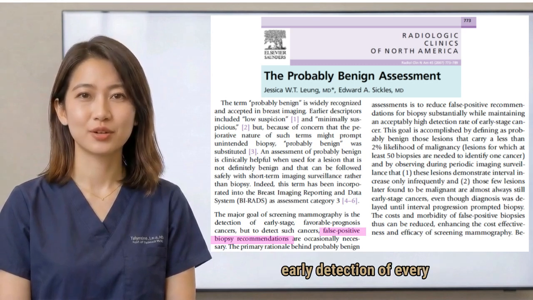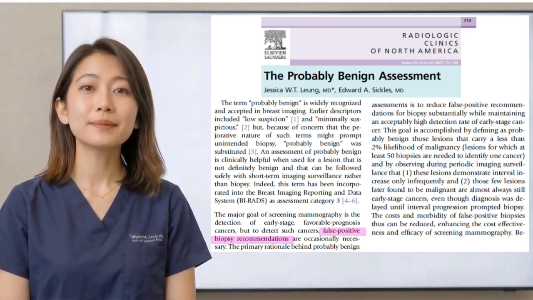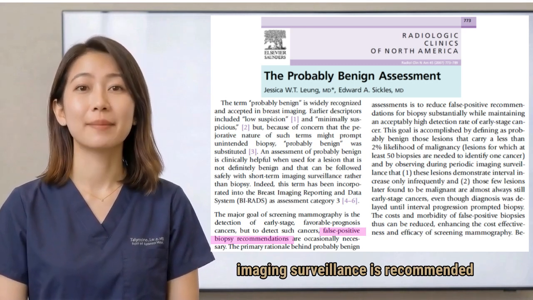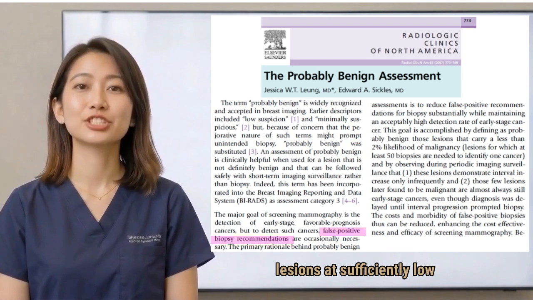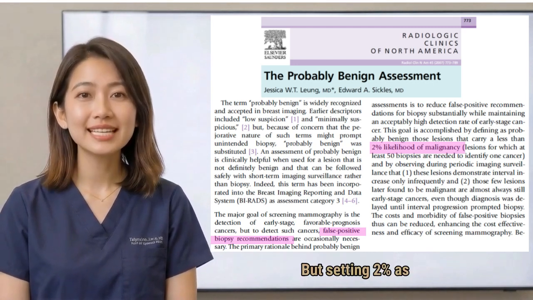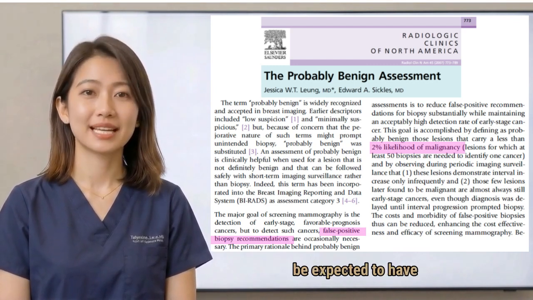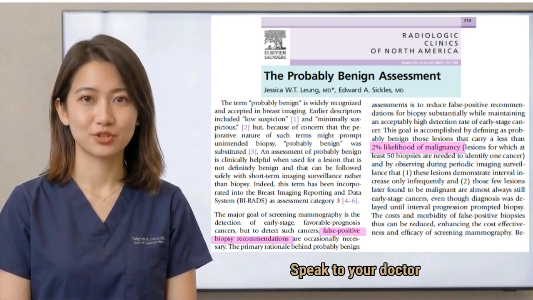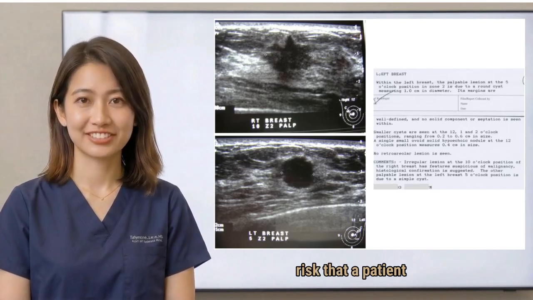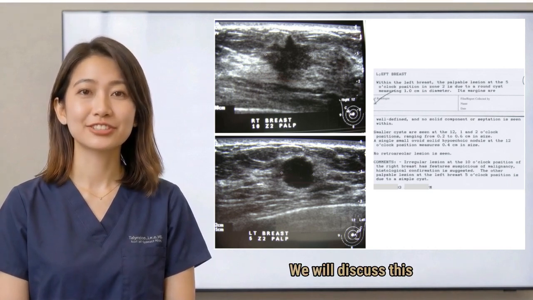Unfortunately, the objective of early detection of every cancer is in conflict with reducing the number of biopsies. So, a probably benign assessment was introduced where imaging surveillance is recommended rather than biopsy for lesions at sufficiently low risk of being cancer. This threshold is set at 2%. But setting 2% as the risk threshold for biopsy means that potentially 2% of women can be expected to have a delayed diagnosis. Speak to your doctor if you do not wish to accept this 2% risk. However, there is another risk that a patient would need to bear in mind if she cannot accept this 2%. We will discuss this soon.